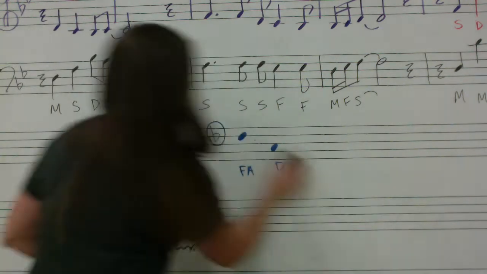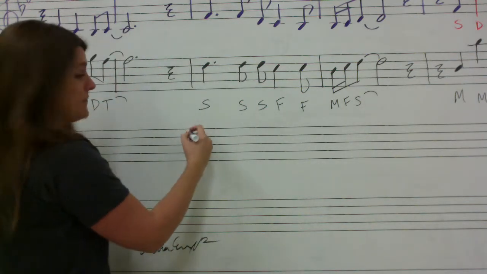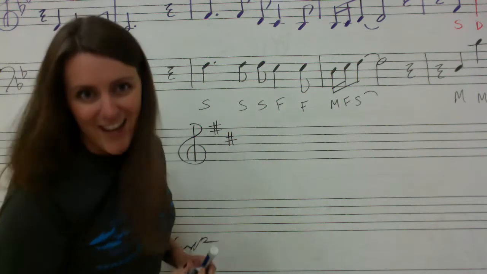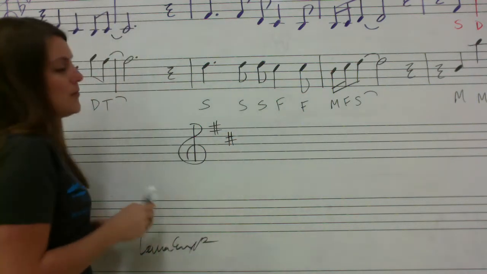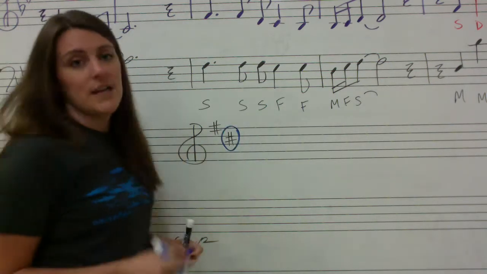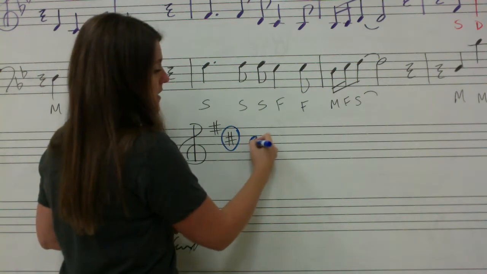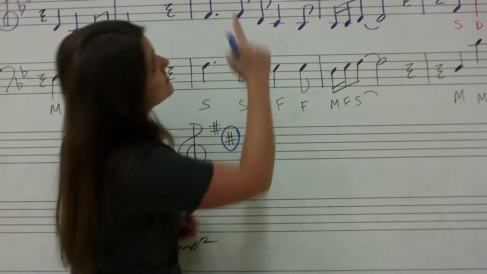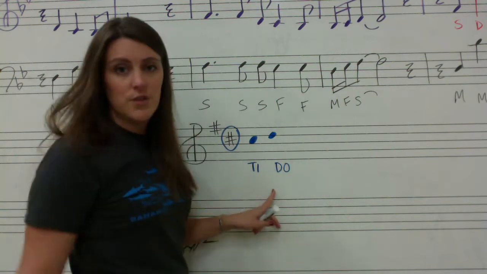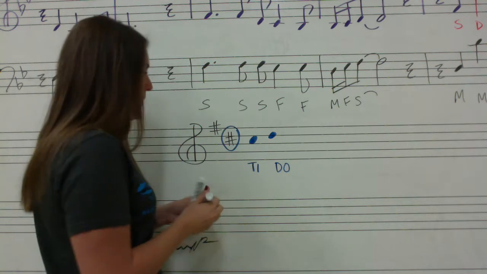So the furthest sharp to the right is ti. So we have sharps or hashtags. Again, we want to circle the furthest one to the right. This one's a lot easier because ti is only one step down from do. So you draw ti on this line. Well, where is ti from do? Oh, look at that. And then you draw do. Does that make sense? Nod and say yes.